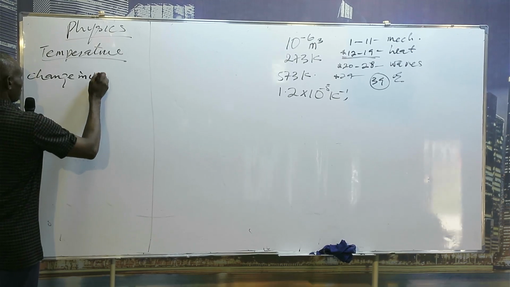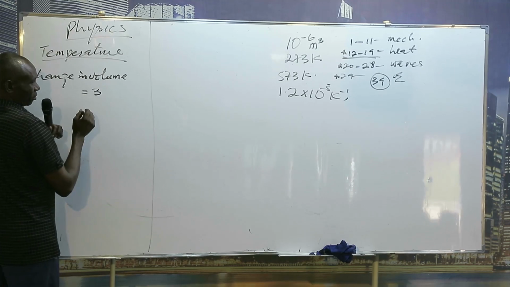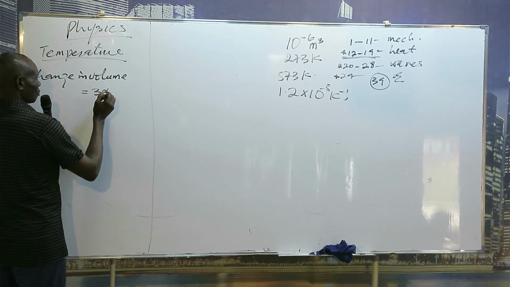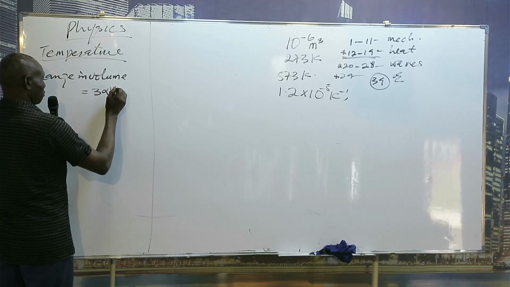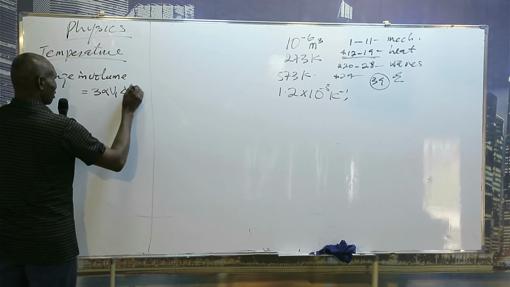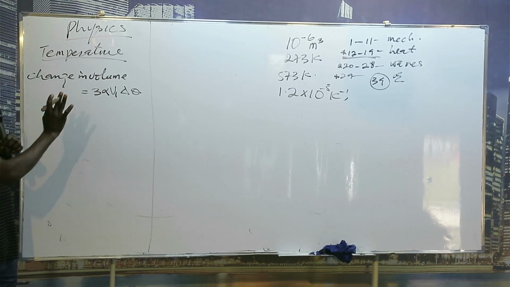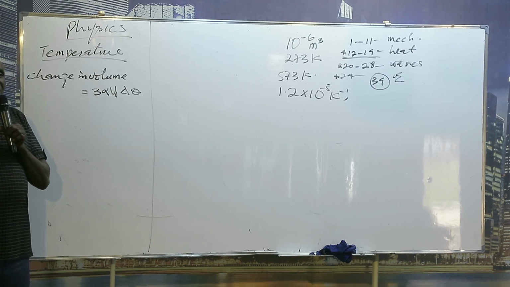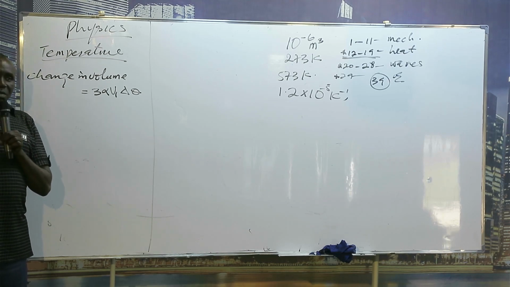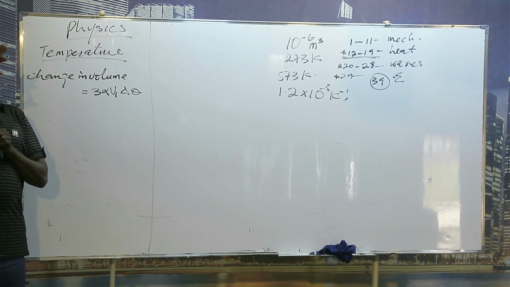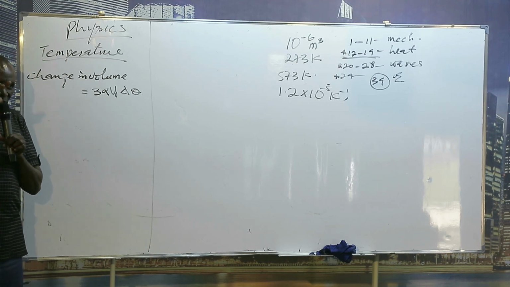Change in volume will be 3 alpha V1 change in theta. That is the change in volume. This is the value I gave you. Hence you hear variation in volume, variation in area. You bring in that variation. I told you that is what you use at all times to get the change.